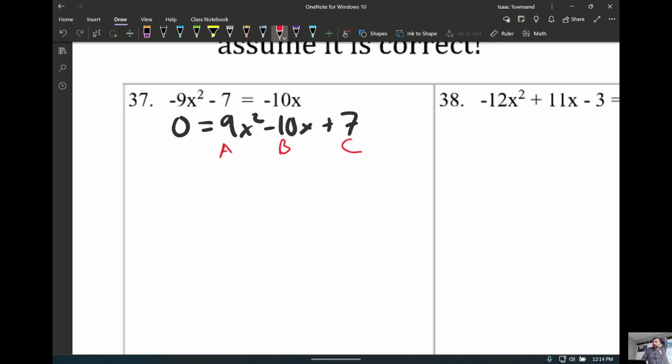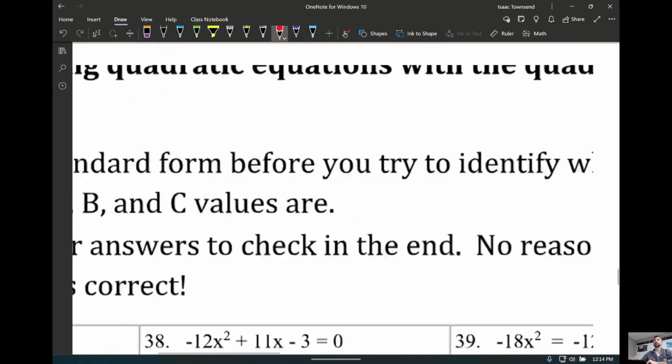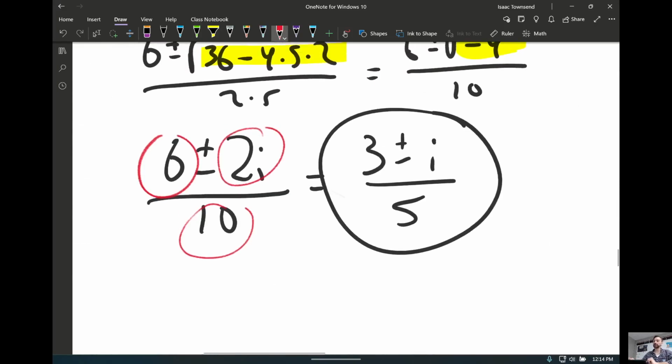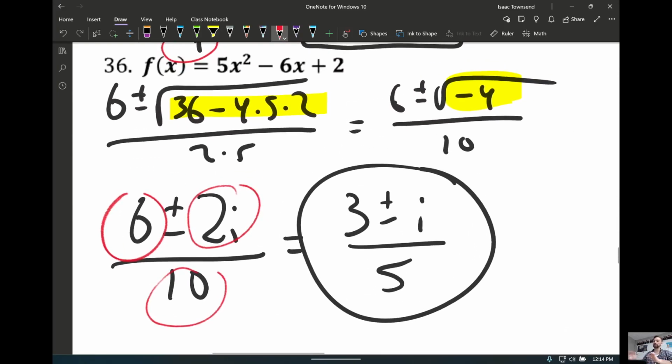Finally, I know some of these last 6 have some kind of weird looking answers, and I don't want you to just cross your fingers and hope that it's correct. I would like you to actually check your answers. So even if your answer is imaginary, your calculator can check these. So this is where I'm coming back to question 36. I'm going to ask my calculator, is 3 plus i over 5 a solution to this? And is 3 minus i over 5 a solution to this?